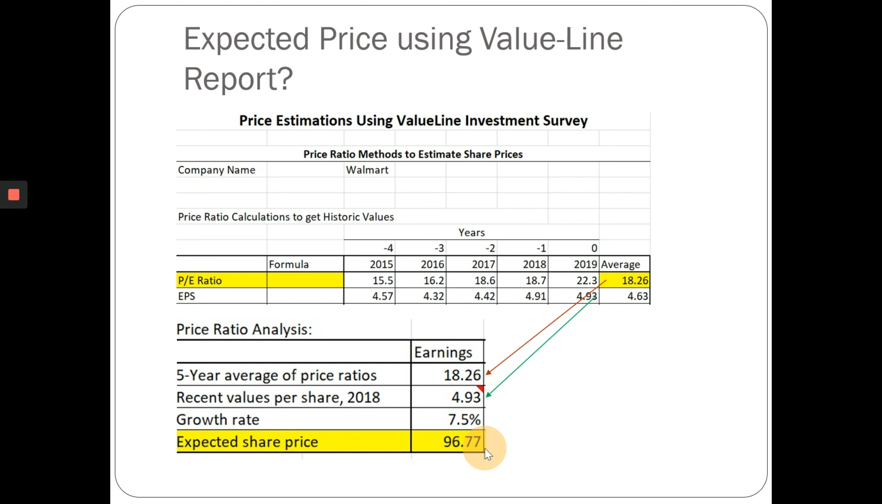And if you see, today is actually the 5th of July. Walmart is already trading at a higher price. So there is a difference. According to the PE ratio, the Walmart share is getting traded above this price, so it is overvalued as per this method.